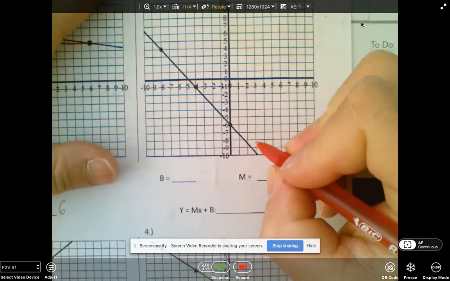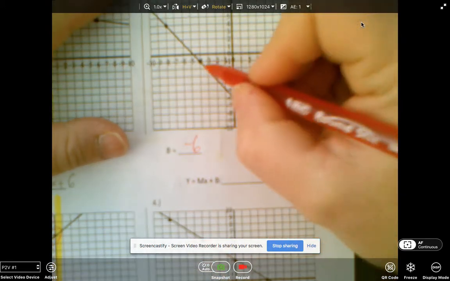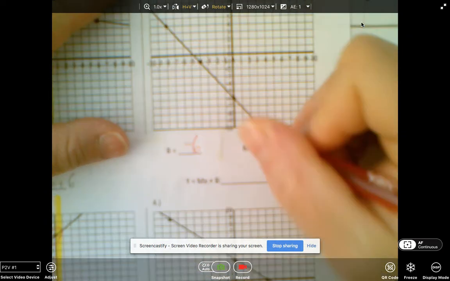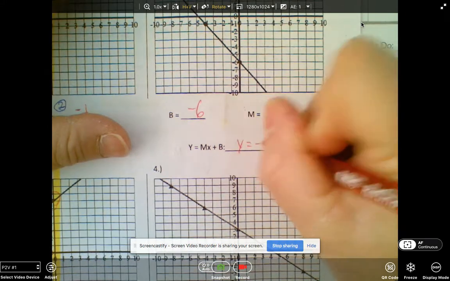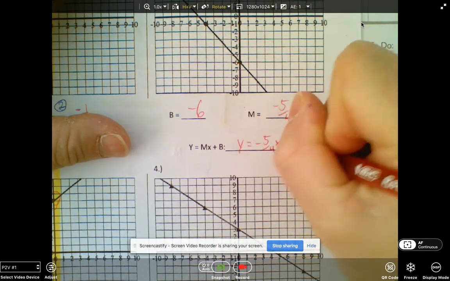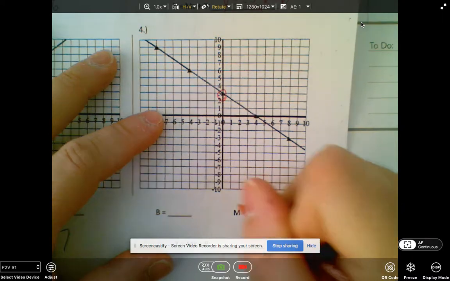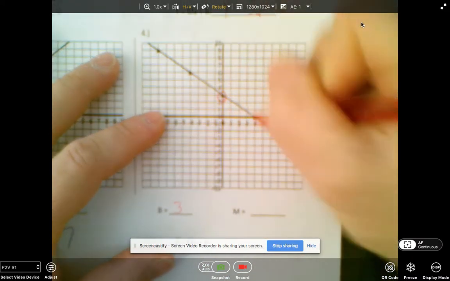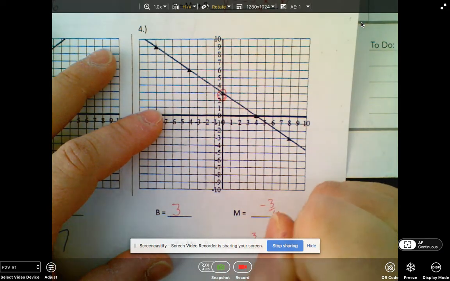For this one, you got -6, and your m was -5/4. So it was y equals -5/4 x minus 6. For this one, your y-intercept was 3, and your slope was -3/4. So it's y equals -3/4 x plus 3.